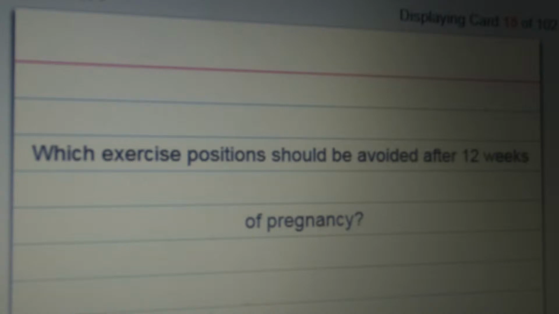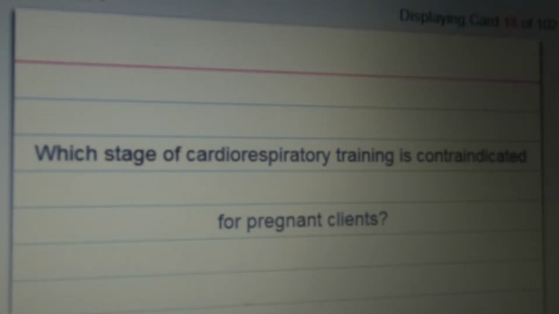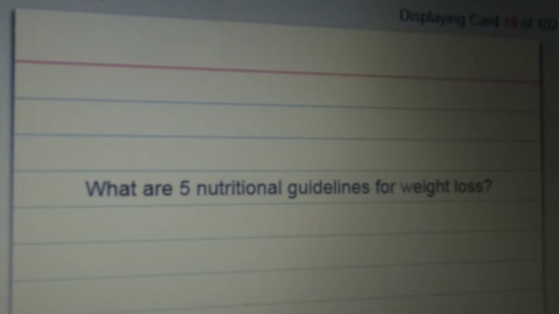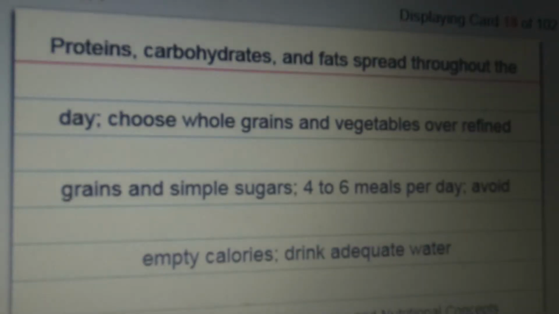Which exercise positions should be avoided after 12 weeks of pregnancy? Supine and prone. Which stage of cardiovascular training is contraindicated for pregnant clients? Stage 3. What is the duration of the post-workout window of opportunity for carbohydrate and protein ingestion? 90 minutes. What are 5 nutritional guidelines for weight loss?